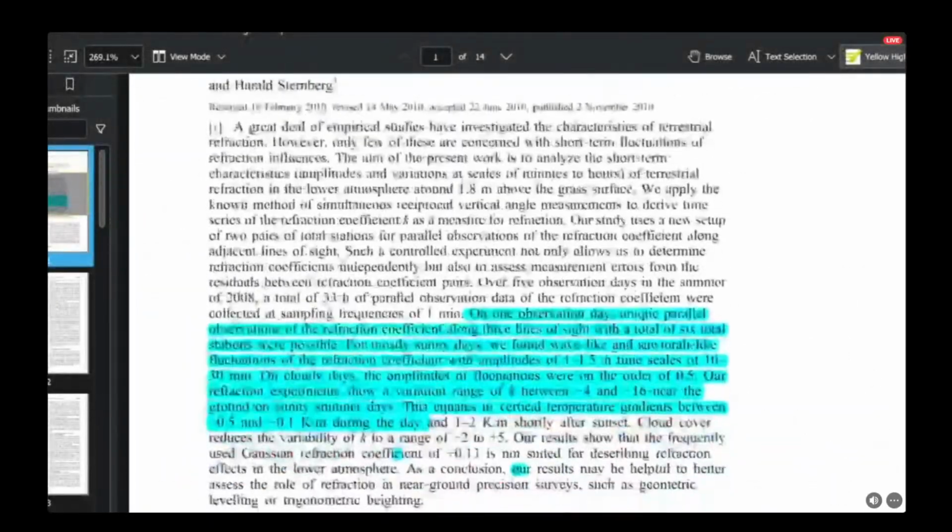So they said they apply the known method of simultaneous reciprocal vertical angle measurements to derive the refraction coefficient. Sorry, I was muted. Real quick, whenever they say, oh yeah, refraction is a thing, but we'll just do some reciprocal zenith angles and cancel it right out. Wrong. There's a study that shows that simple measurement of reciprocal zeniths, when you're trying to line it up, is itself a huge impact on refraction, and it has a wide variance.